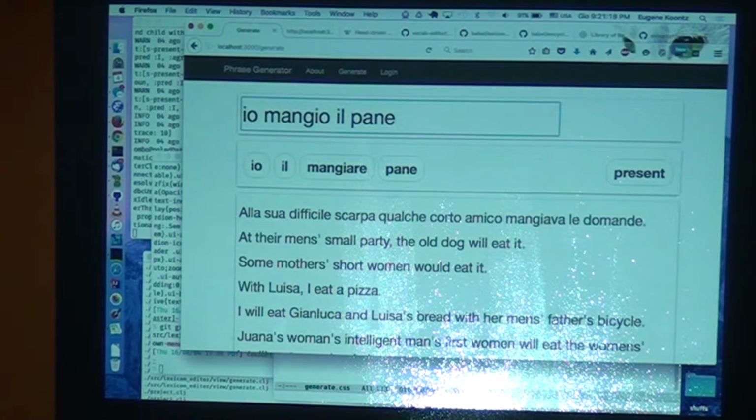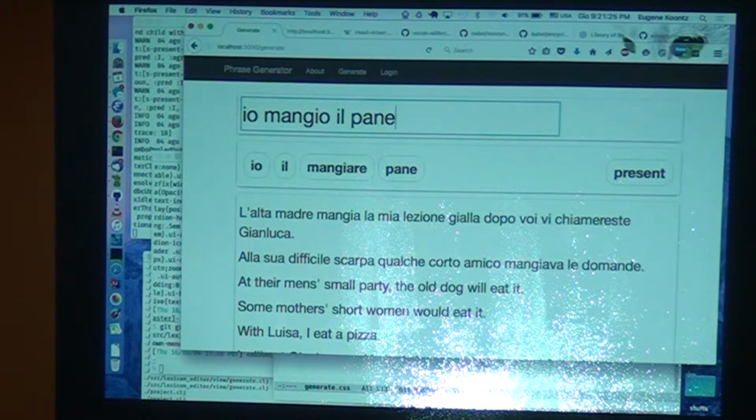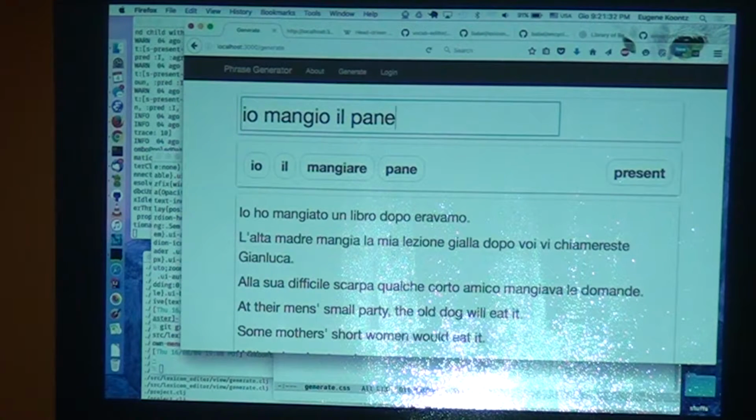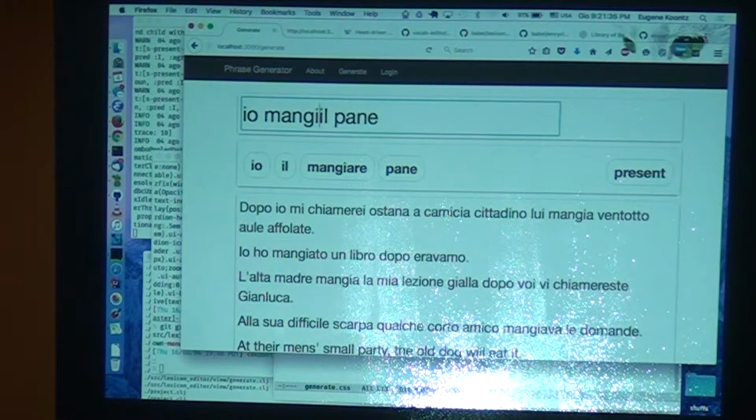Okay, so now the Italian is even crazier. I don't think you got pane, right? Pane has two N's. Well, actually, it's treating mangio as the thing it's looking for. But if we just take pane, then we'll get a bunch of pane. So let's try that.